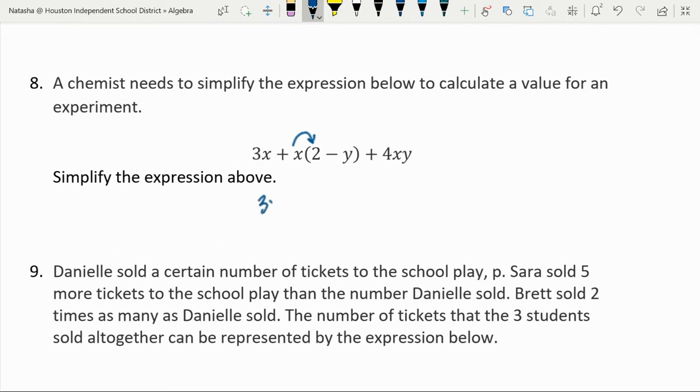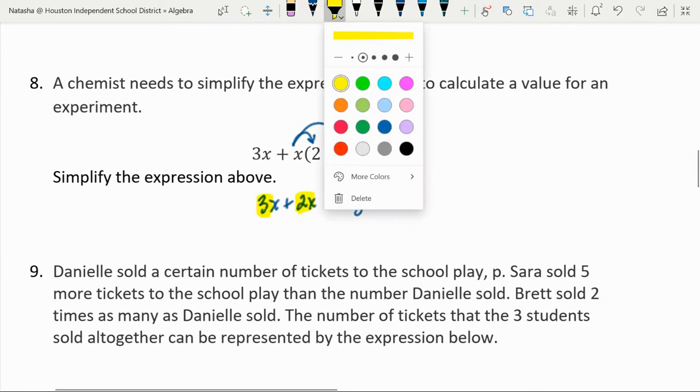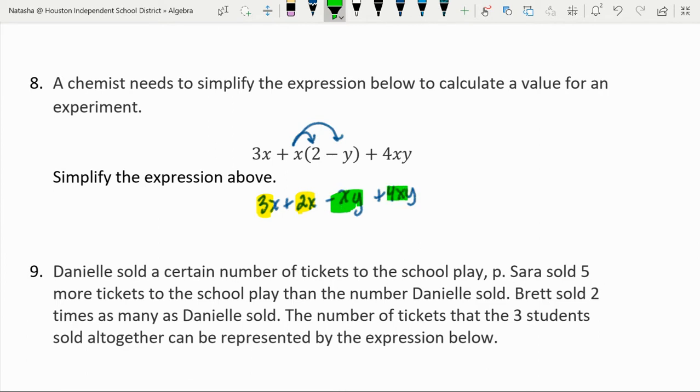So this is going to give me 3x plus 2x. Then x times negative y is going to give me negative xy. Then we're going to plus 4xy. Now notice we have like terms here, these two like terms here and here. So this is going to become 5x plus 3xy. That's all we're doing on that one.